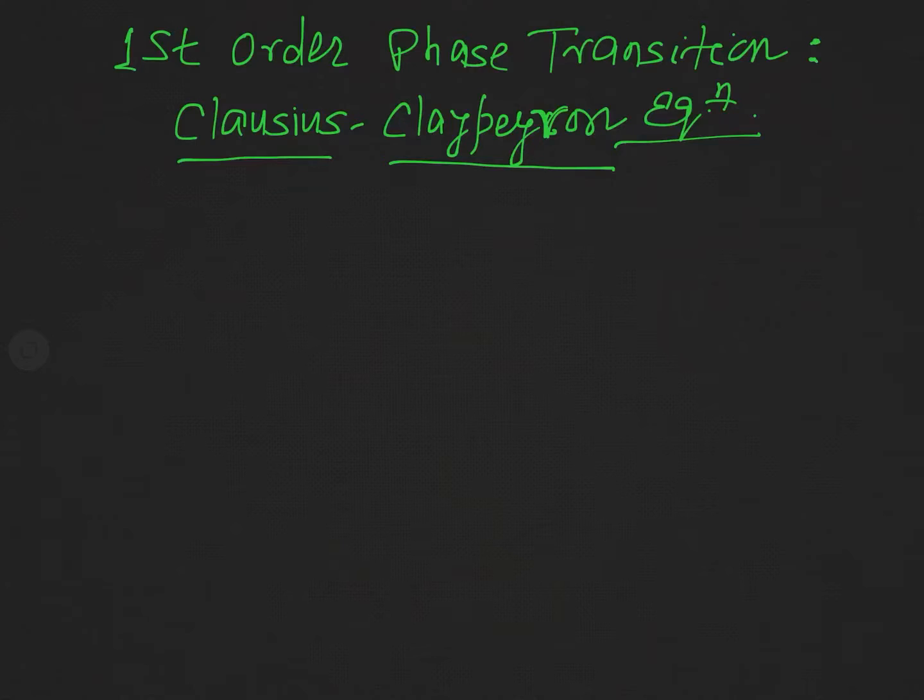In the introductory class, I have just defined the first order phase transition. So I am going to remind you that in the first order phase transition, there is a discontinuous change of internal energy and specific volume of our system, and this transition takes place at the cost of heat energy. That is, heat energy is either evolved or absorbed during this transition.